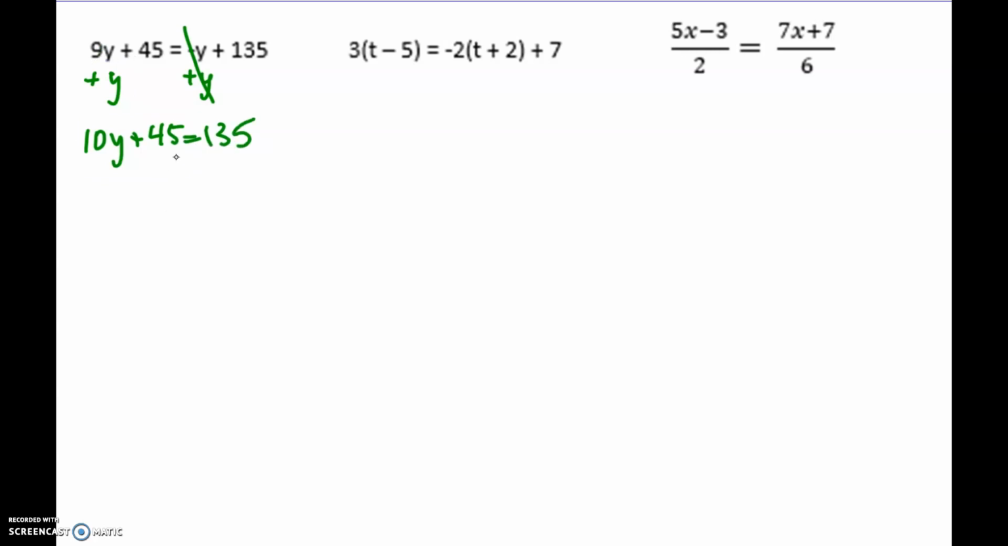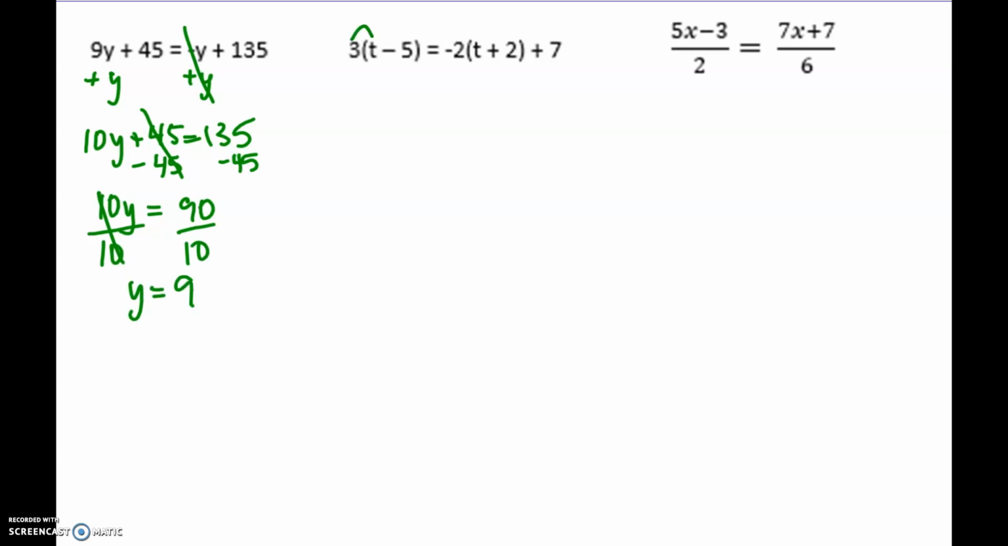Then we're still trying to get y by itself, so let's take this 45 over to the right. We subtract it so that there's 0 45s here. And then we've got 90. We're still trying to isolate y, so we need to get rid of that 10. We divide both sides by 10, and y equals 9.